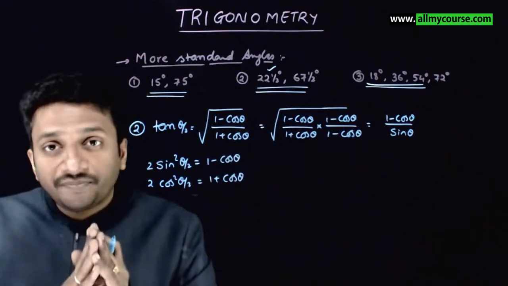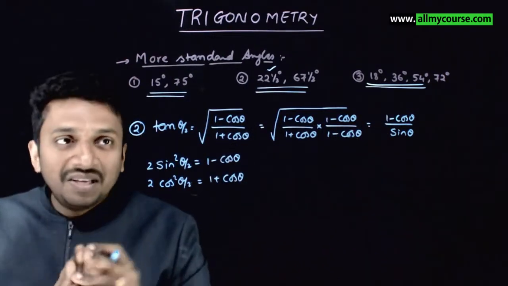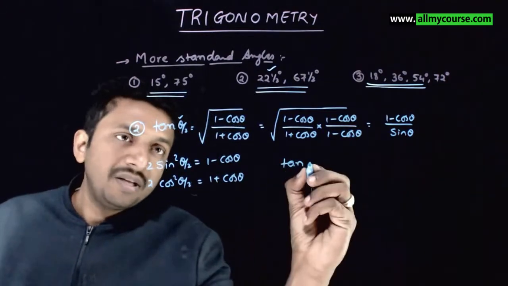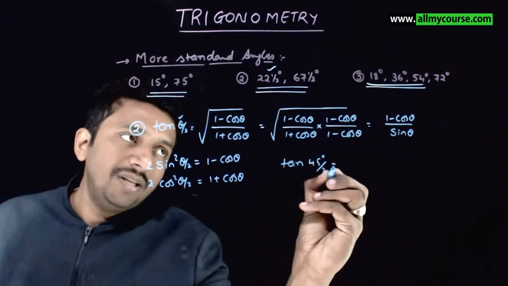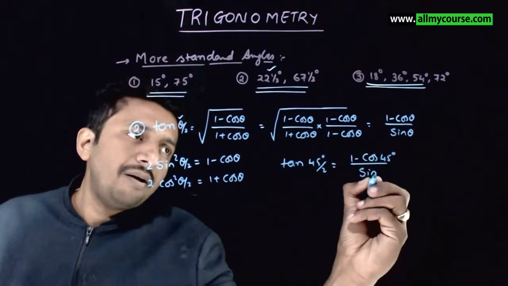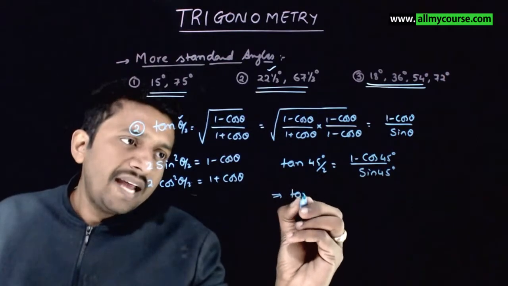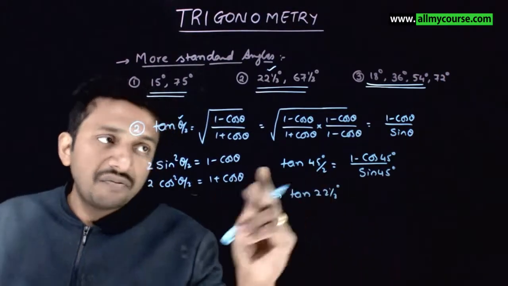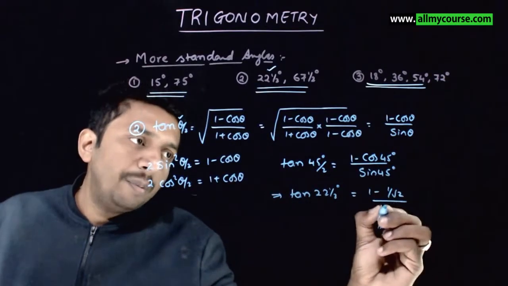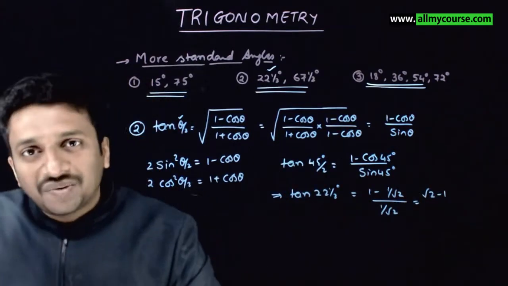Root becomes sine theta. So effectively tan theta by 2 is (1 minus cos theta) by sine theta. So let us use theta is equal to 45 degrees. So tan of 45 degrees by 2 is equal to (1 minus cos 45 degrees) by sine of 45 degrees. So this implies tan of 22.5 degrees, 45 degrees by 2 is 22.5, is equal to (1 minus 1 by root 2) by (1 by root 2). So if you take the LCM and cancel the denominators, you get root 2 minus 1 as the answer.